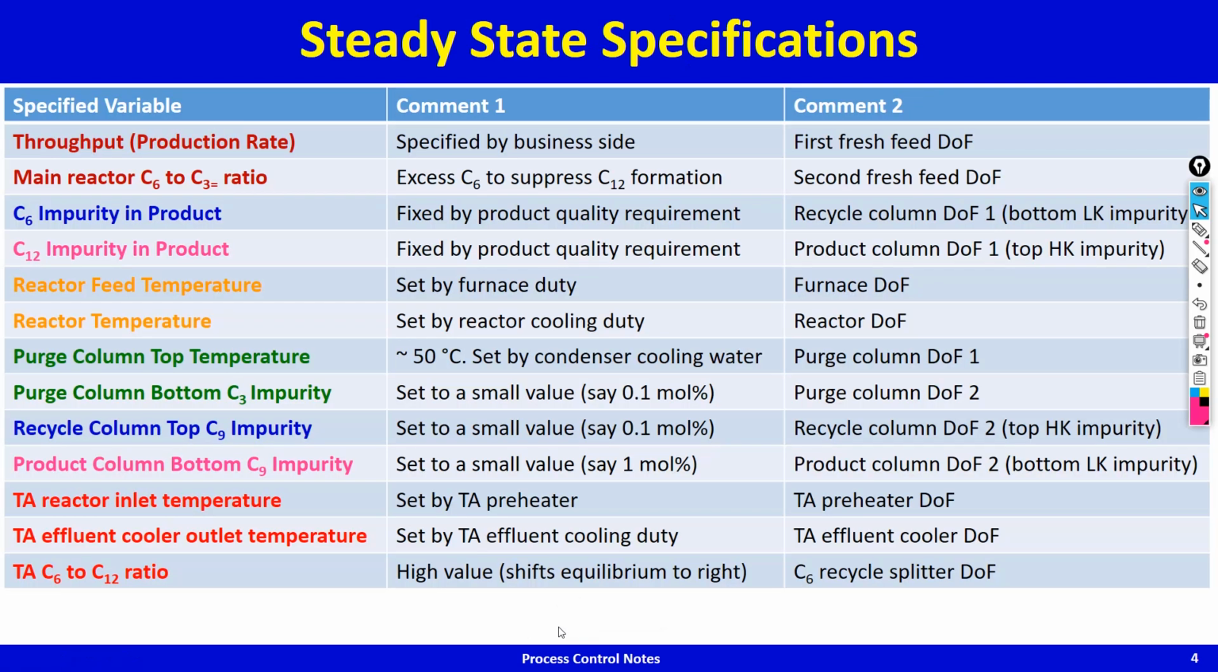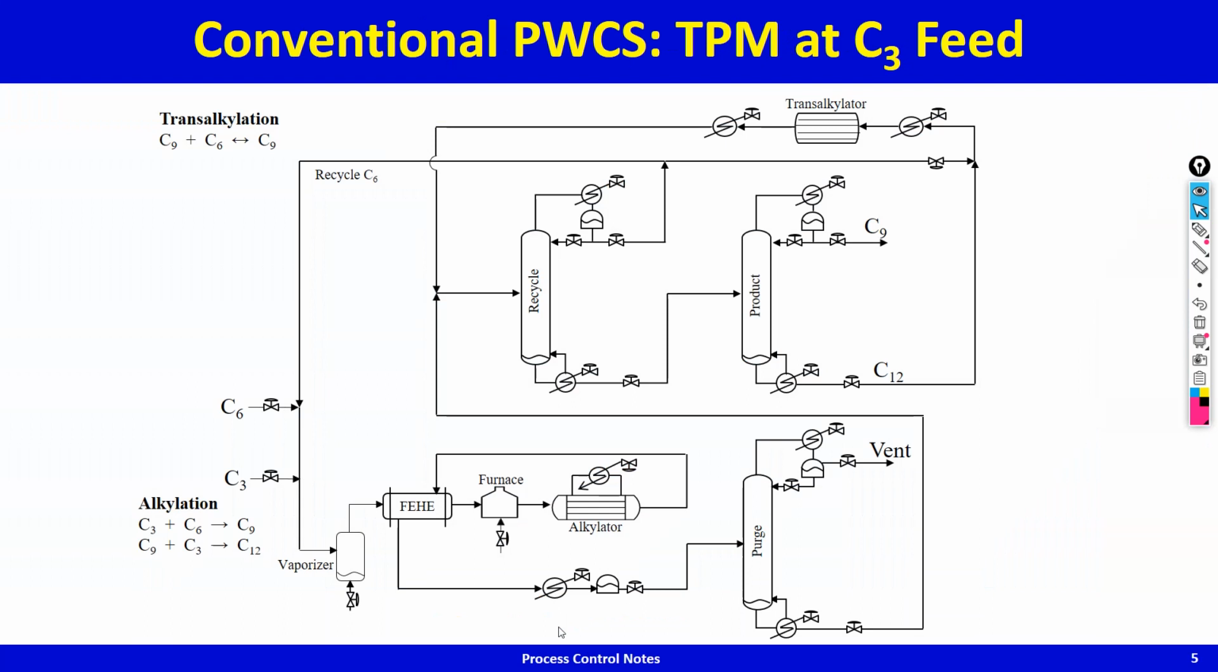Now we are ready to design the control system. Now that we have talked about specifications, let's first design a conventional plant-wide control system with the throughput manipulator at the C3 feed. And you'll say, oh, just 2 lectures ago you told us that never control a fresh feed, and here you are saying that the throughput manipulator is going to be at the C3 fresh feed.